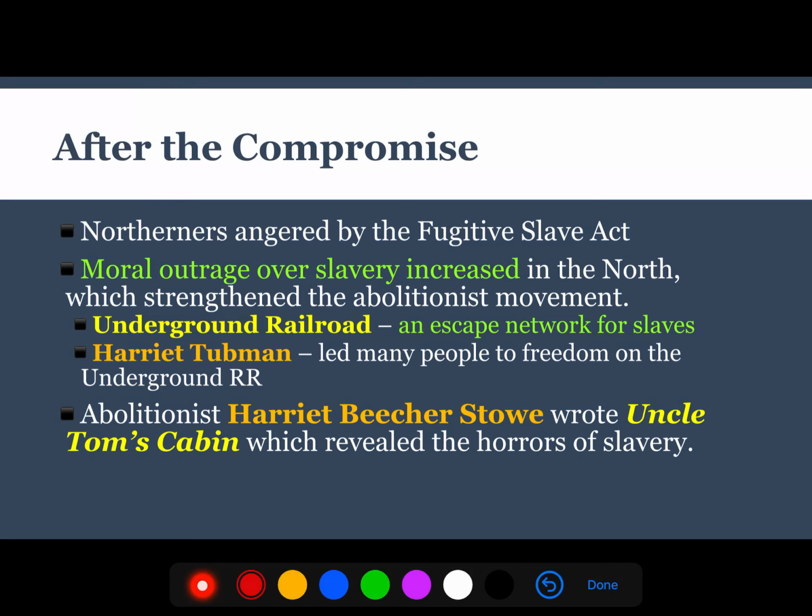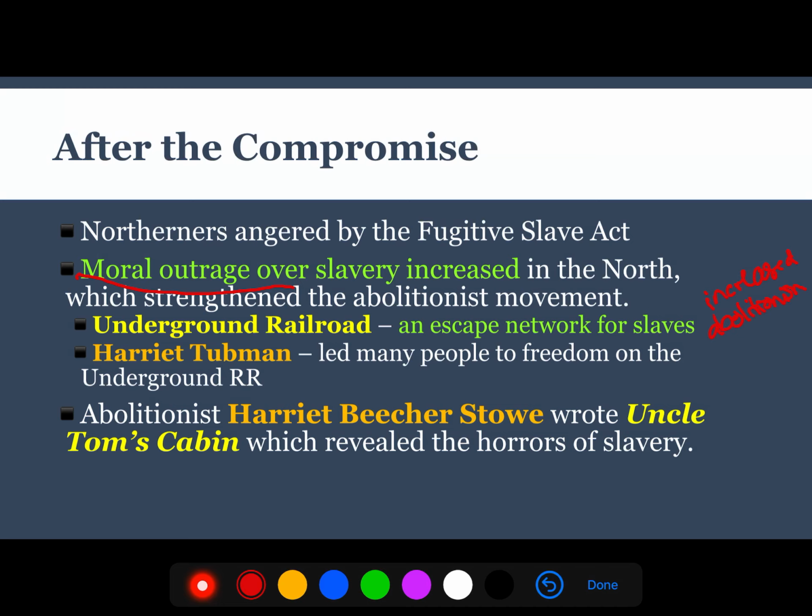Post-compromise, you have anger over the Fugitive Slave Act, and so you have an increase in moral outrage over slavery, and then you end up with more abolitionist activity in the North. So you have increased abolitionism via the Underground Railroad and Harriet Tubman, etc. And so the increased abolitionism is a direct result of the Fugitive Slave Act.